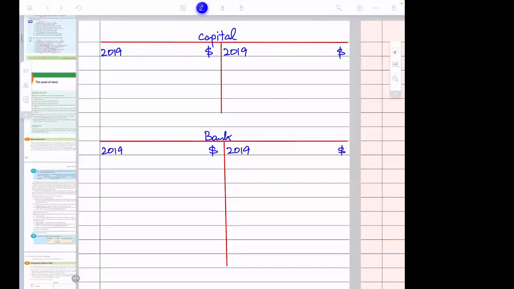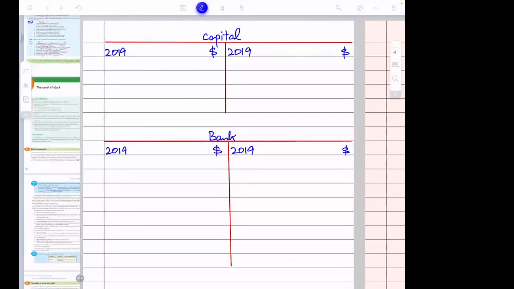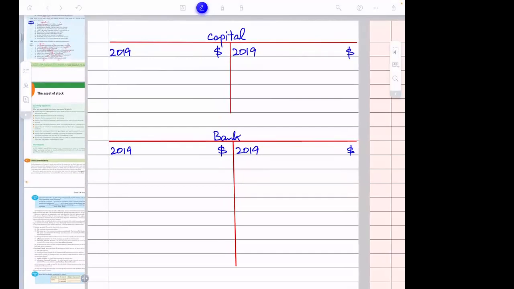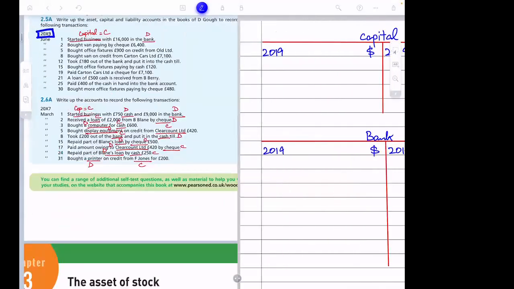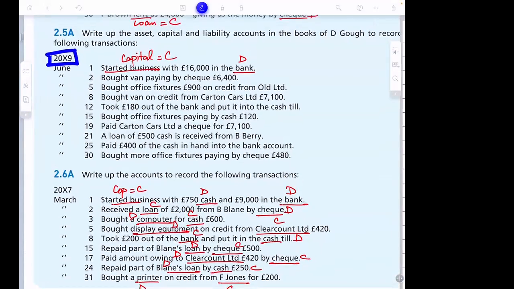Since the recording has just begun, let me quickly explain what we are doing. In today's class, we are learning how to enter the double entries in the T accounts. I'm doing 2.5a because the exercises with A do not have solutions at the end. Okay, so the first transaction is that we started business with $16,000 in the bank.